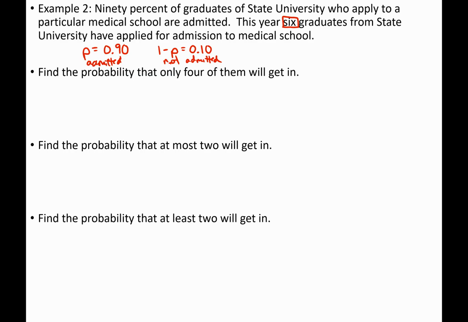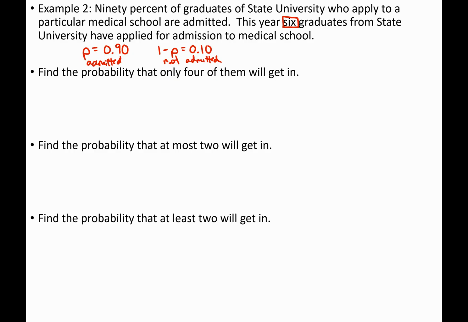So let's look at our first example. So at that point, guys, we've checked all the boxes we need to for a binomial. We have a fixed number of trials. Each trial is independent. There's only 2 outcomes. We have a probability for success, and it stays the same for every trial. All right, so let's look at the first one. Find the probability that only 4 get in.